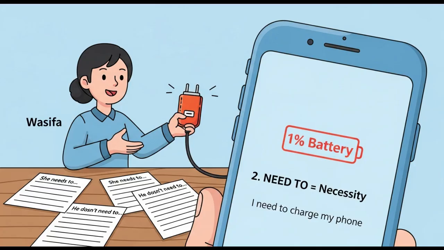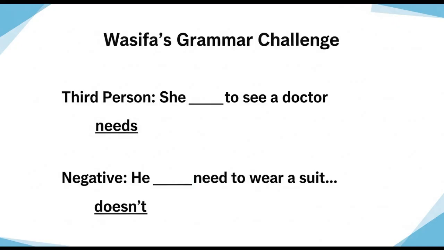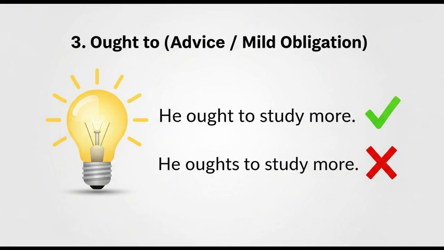Let's practice the forms. Try to guess them before I say them. Third person. She needs to see a doctor. Add the S. Negative. He doesn't need to wear a suit. It's a casual party. Future. We will need to buy tickets in advance. Past. They needed to rest after the long hike. And the casual question. Do you need to use the restroom?